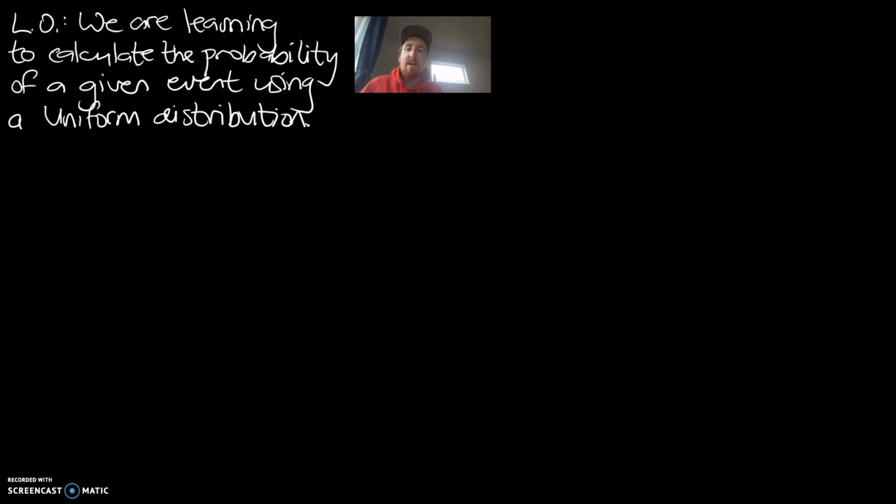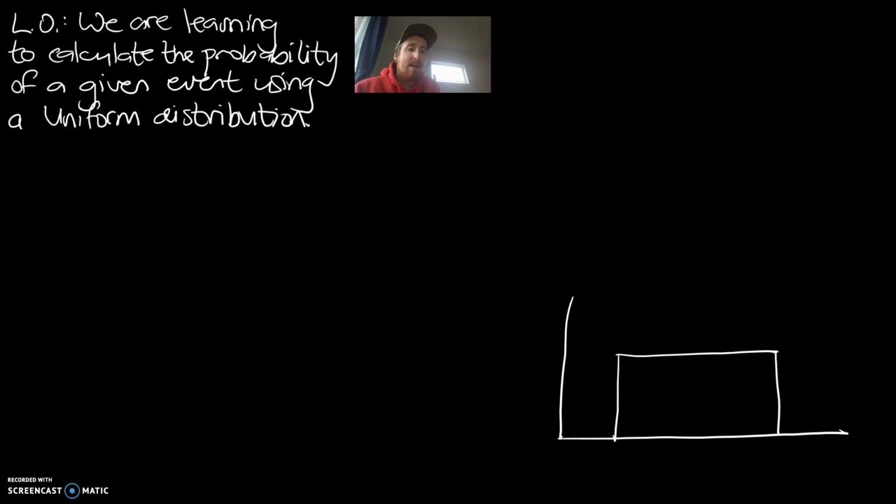Today's learning objective is in white, and we are learning to calculate the probability of a given event using a uniform distribution. What we always need to do is start by drawing our diagram. So here's our x and our y axes, and here's our rectangle.